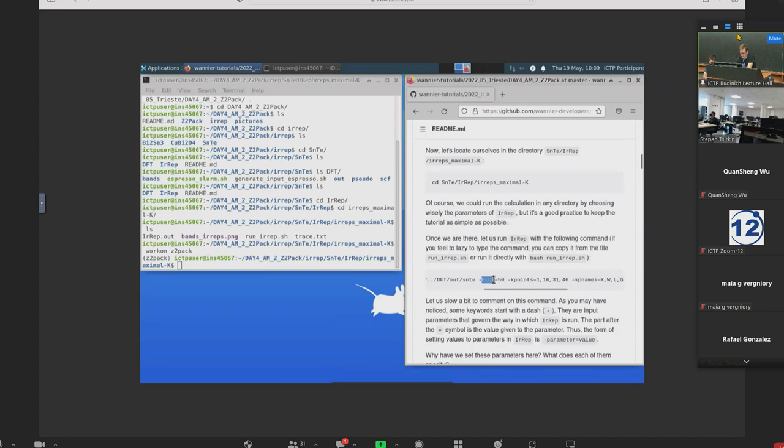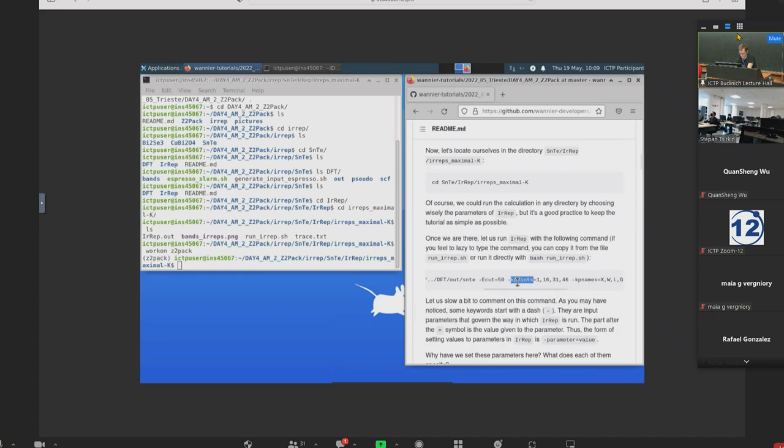What's Ecut? Ecut is the cutoff that irrep adopts for the wave functions. Remember that our wave functions are expanded in terms of plane waves. So here we are getting rid of the coefficients that correspond to plane waves of energy larger than 50 eV. Why? Because usually most of the information of a wave function is stored in the plane waves with the shortest wave number.